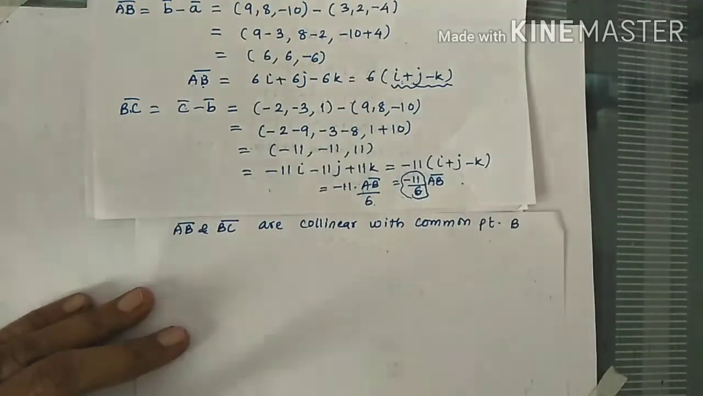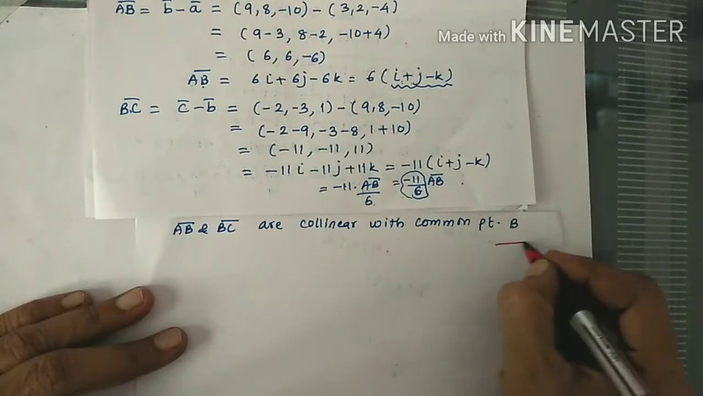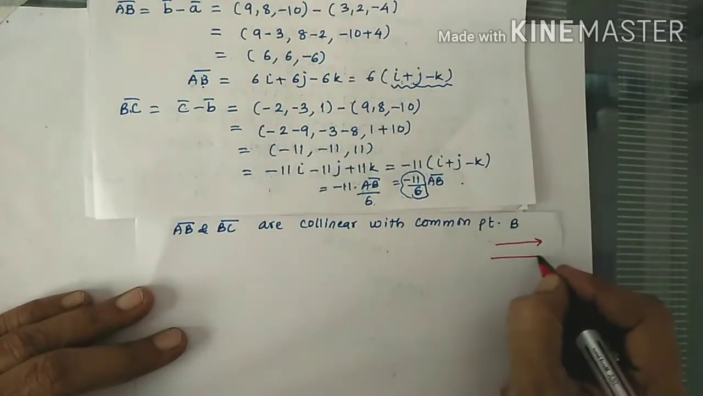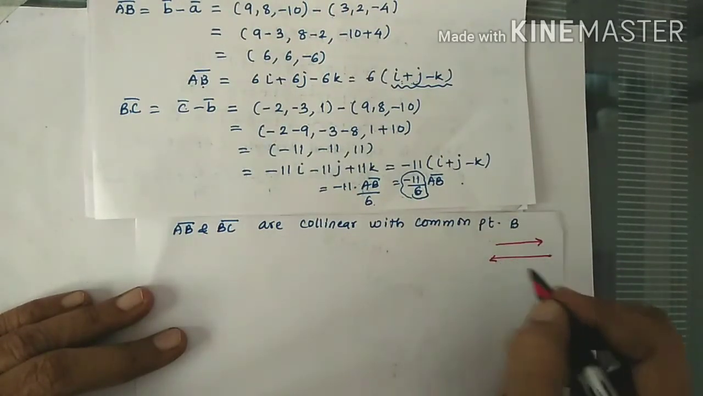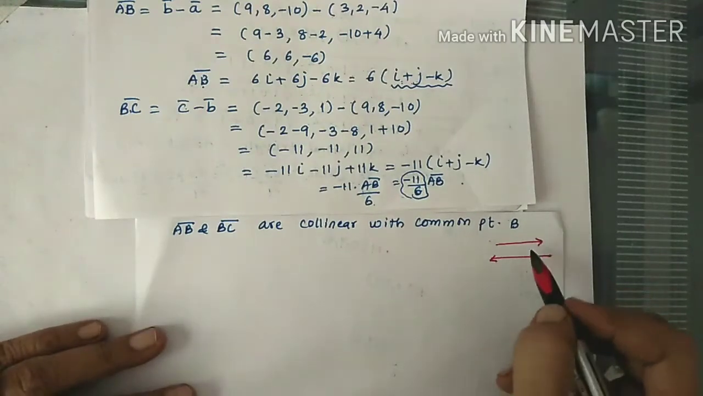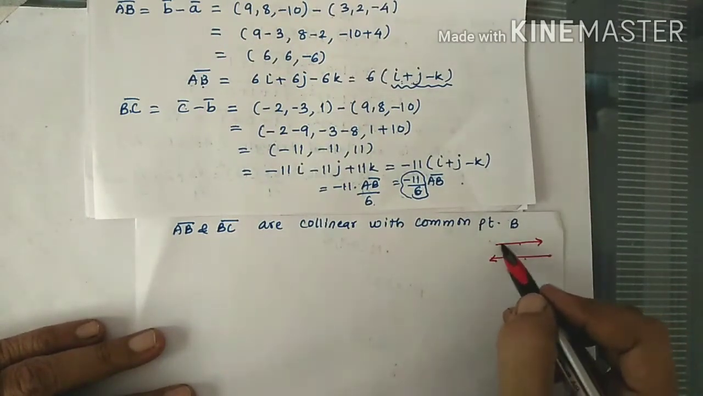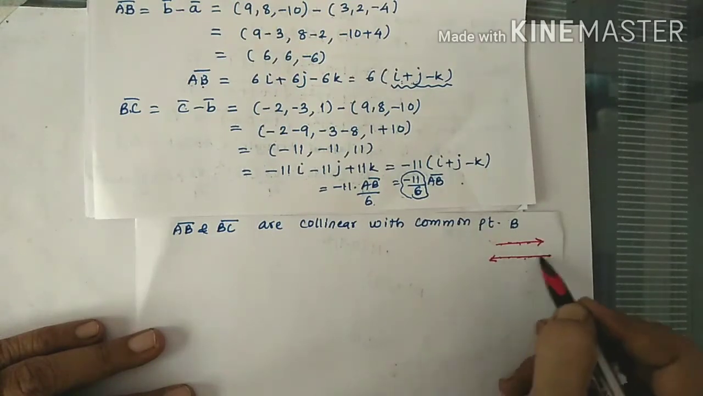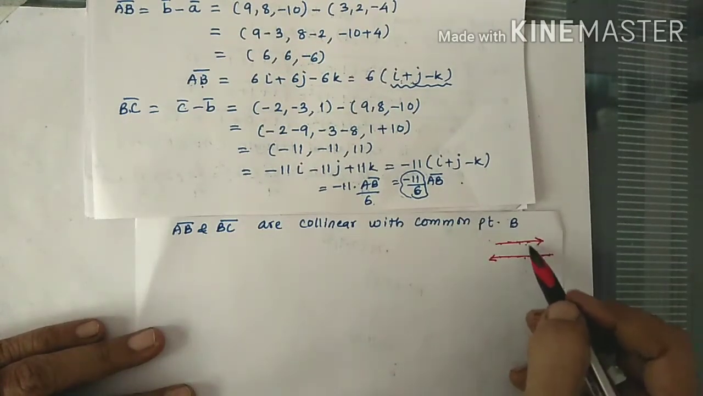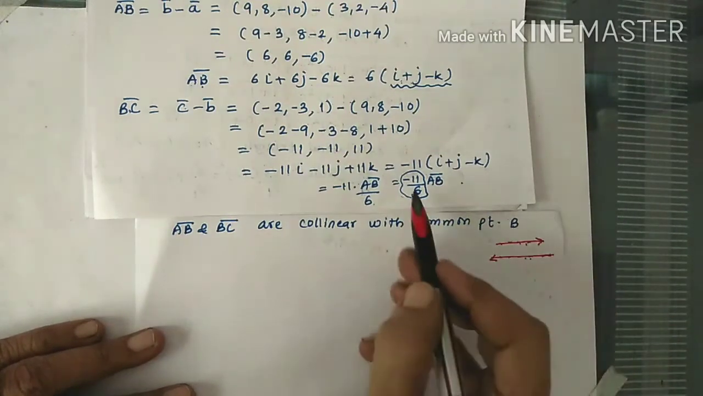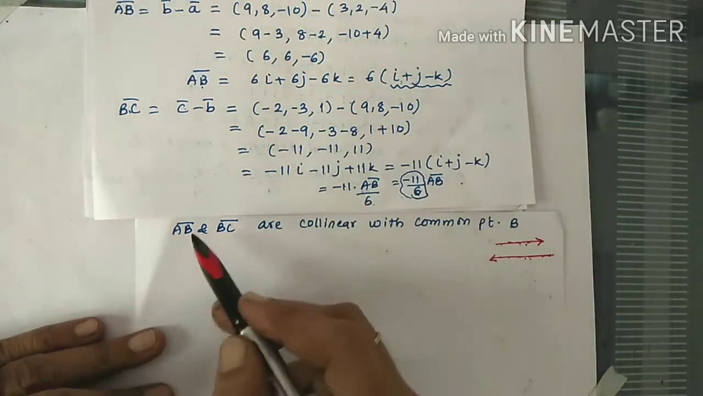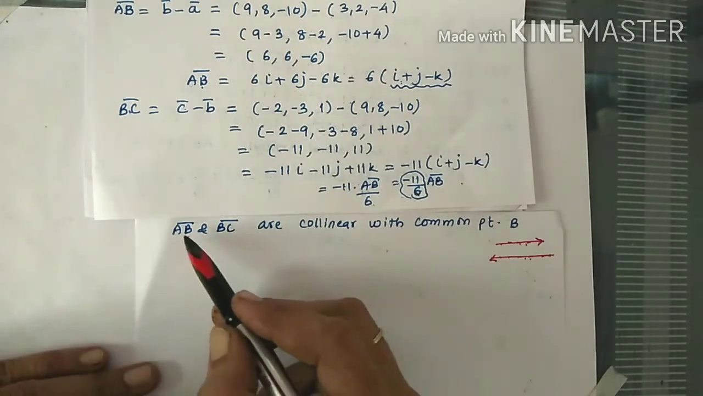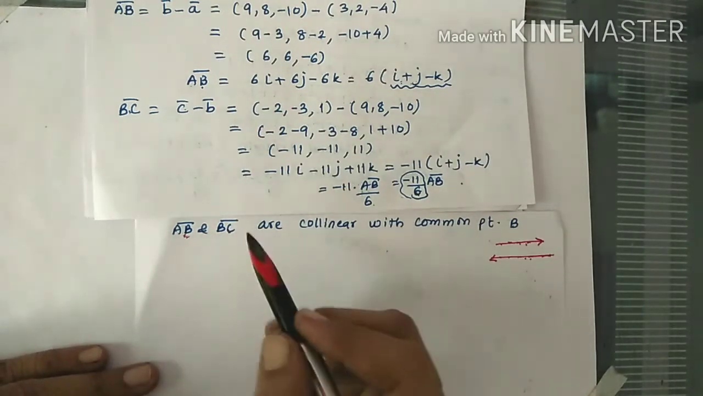Because see here, these two vectors are collinear, but the points on these vectors are not necessarily collinear. Some points lie here and some points lie here, but the points are not collinear, the vectors are collinear. So here we proved that BC bar and AB bar are collinear.